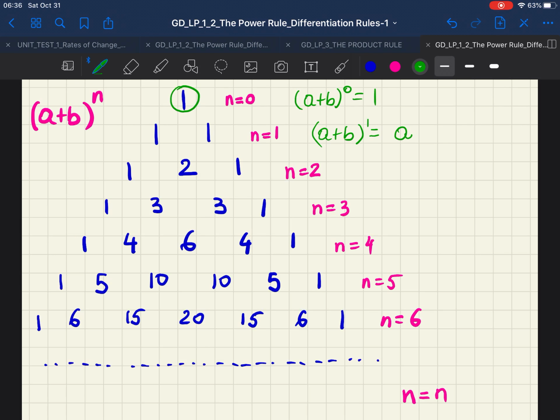We know that this would be simply a plus b. If we have a plus b to the power of 2, so n equals 2, we know how to expand this: a squared plus 2ab plus b squared. If n equals 3, we should know this expansion.